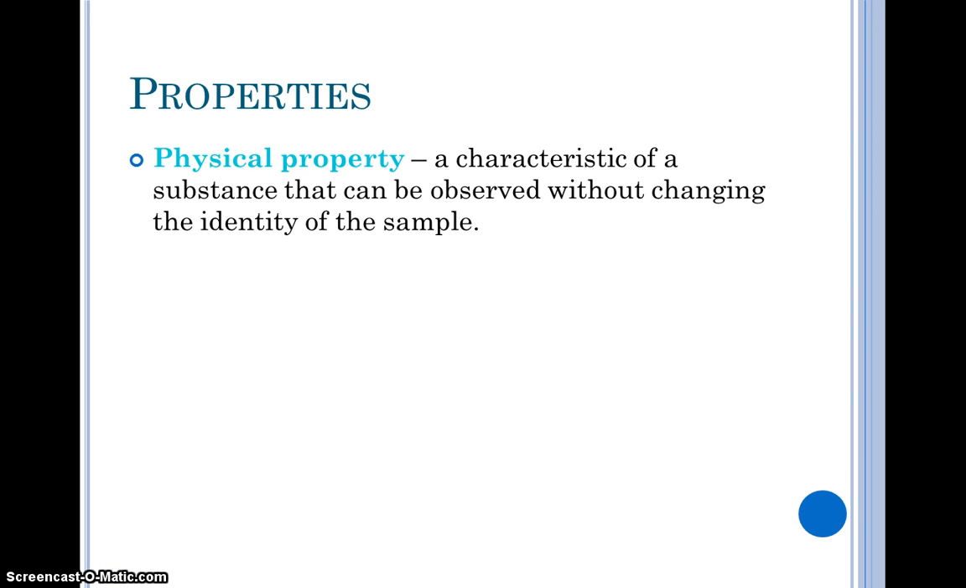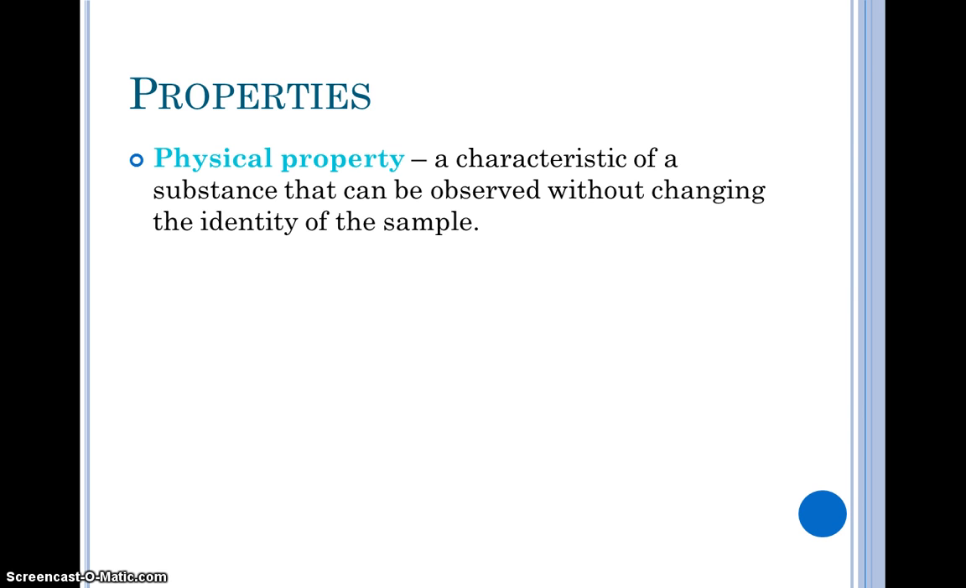The first thing we're going to look at are the properties. So a physical property is defined as a characteristic of a substance that can be observed without changing the identity of the sample. So I call these your observations or your characteristics. So when you're looking at a physical property, what you're looking at is something that would be a descriptor for that substance. So if we think about humans, our physical properties would be our outward appearance. So our skin color, our eye color, our hair color, the clothes we're wearing.